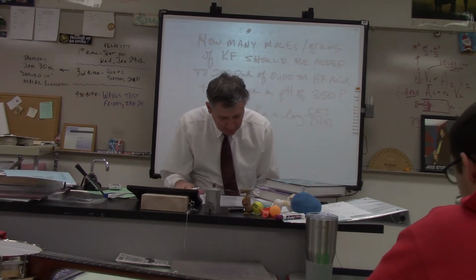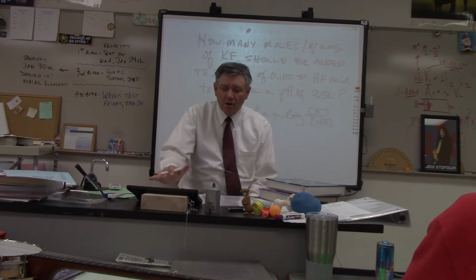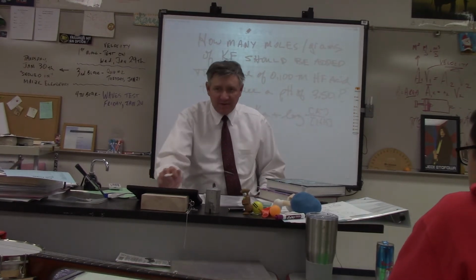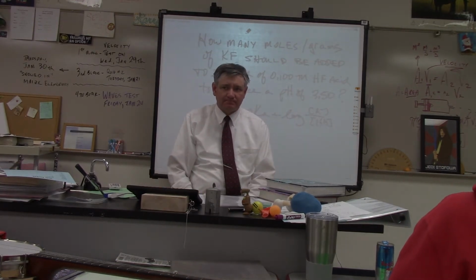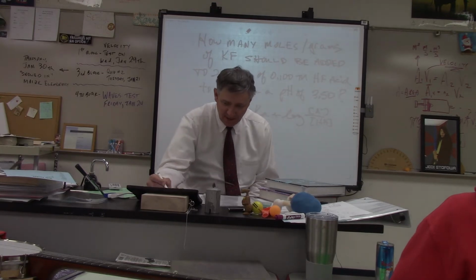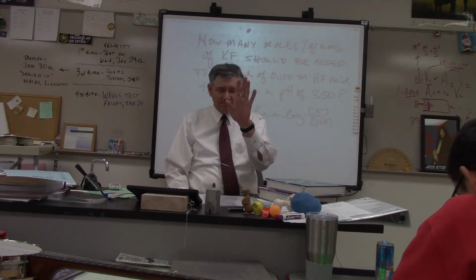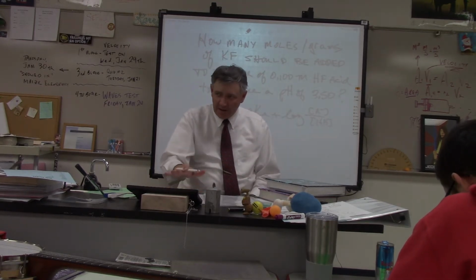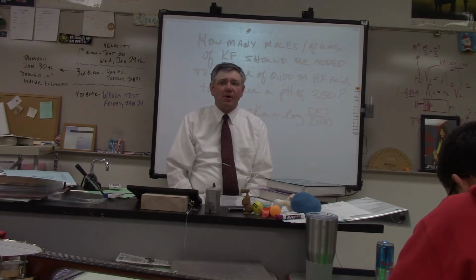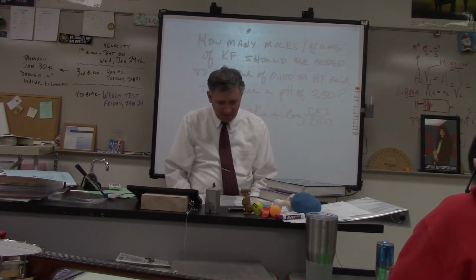Now, here's the deal. Where are you going to put the 3.5? On the pH. It's my pH. Okay, so I know that number. How can I find my pKa? It's the negative log of the Ka. So somebody find the negative log.